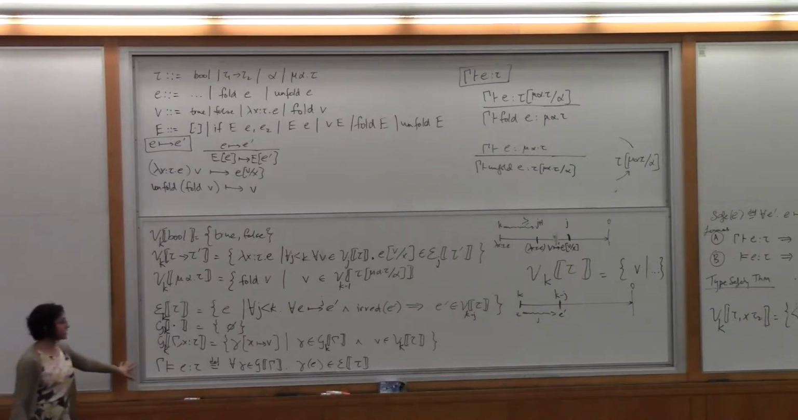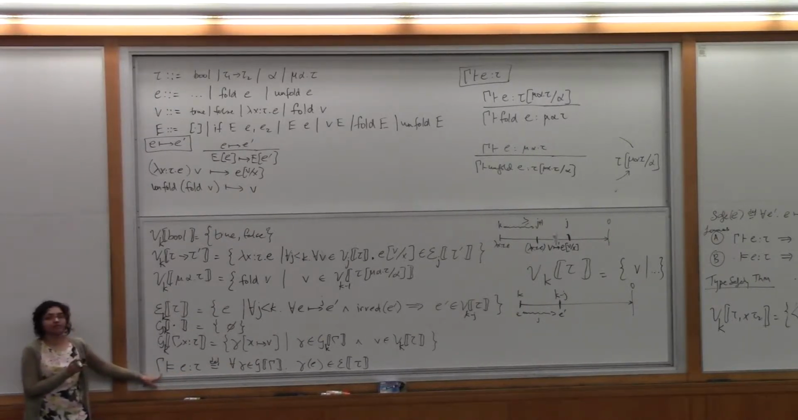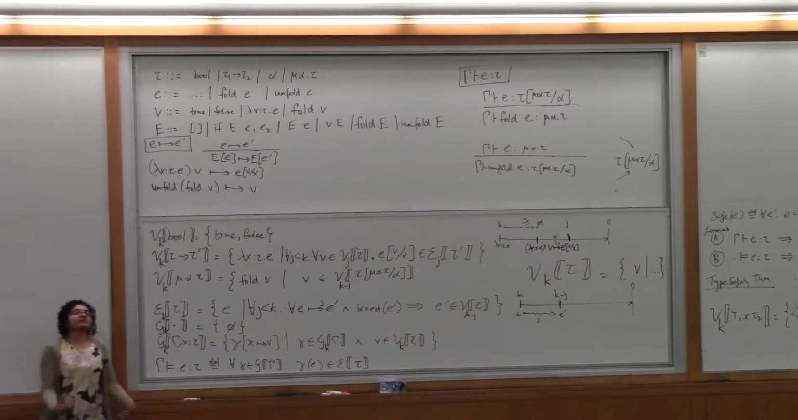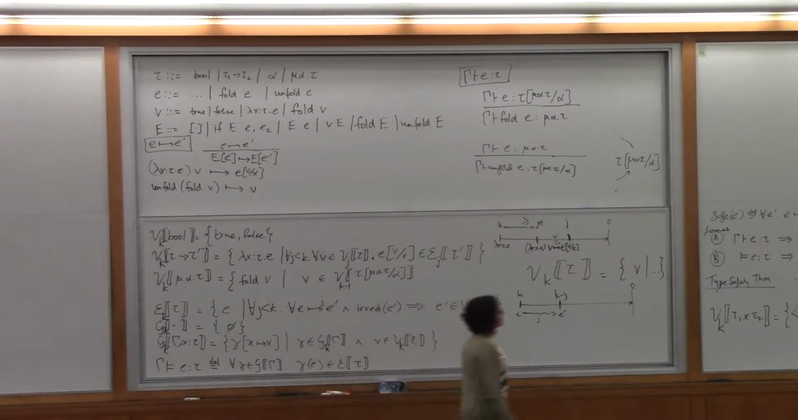Let's think about what this last definition is trying to say. It's trying to say that I have a term E that has type tau, but this term is open, and it contains variables from this environment gamma. Now I really want to make a statement about any number of steps. And why do I want to do this?